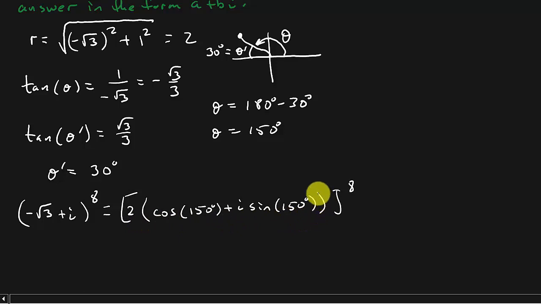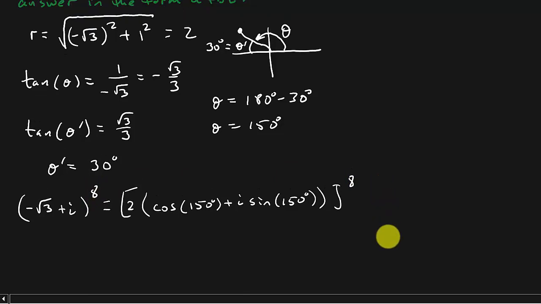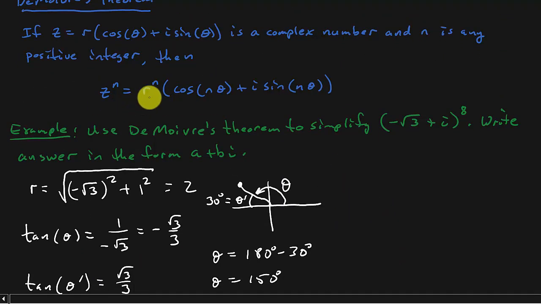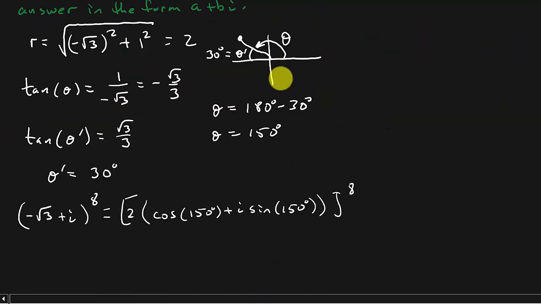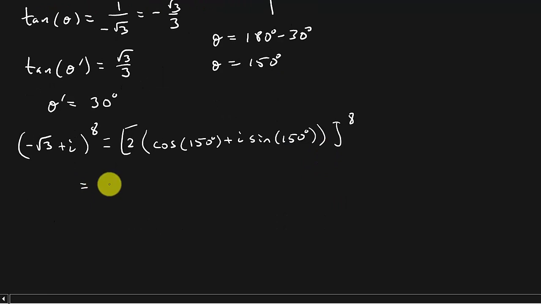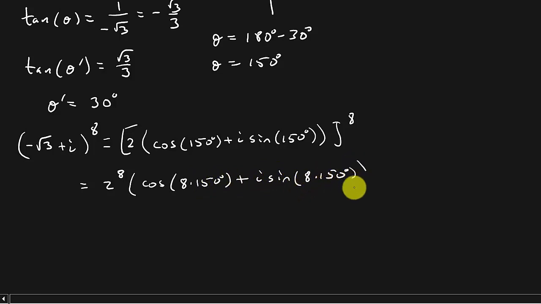This is that complex number in trigonometric form, okay? So I'm just raising it to the 8th power. So all we're going to do now is use DeMoivre's theorem. So that's r to the 8th, which would be 2 to the 8th, and then cosine of 8 times 150 plus i sine of 8 times 150. n is 8, theta is 150. We did all that down here. And so this would be 2 to the 8th times cosine of 8 times 150 plus i sine of 8 times 150.